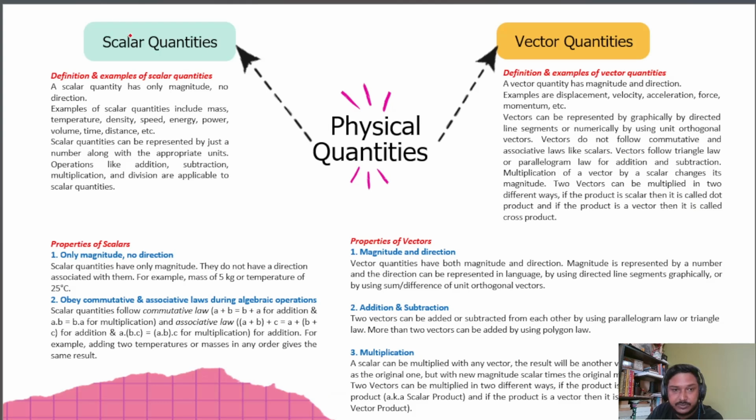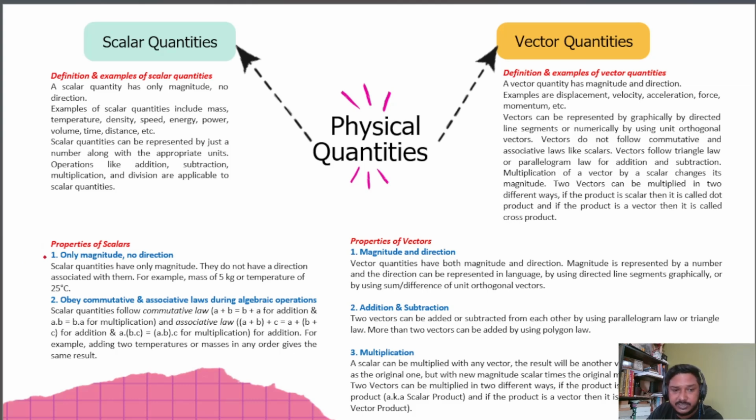As you can see on the screen, scalar quantities are the ones which have only magnitude and no direction. Examples are temperature, density, speed, energy, power, volume, time, distance, etc. Scalar quantities can be represented by using a number followed by an appropriate unit. And operations like addition, subtraction, multiplication and division are all applicable to scalar quantities.